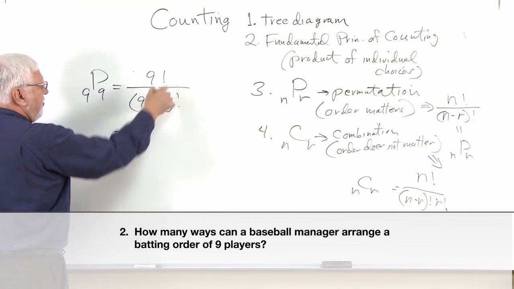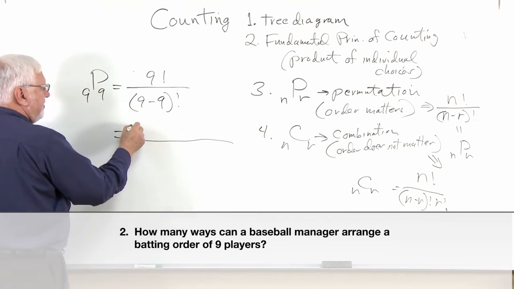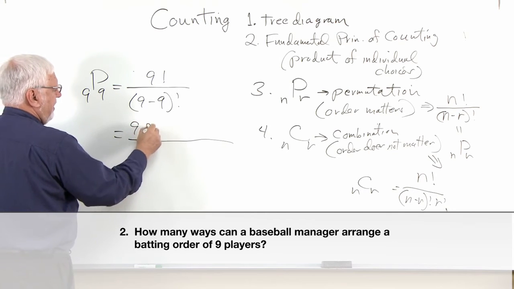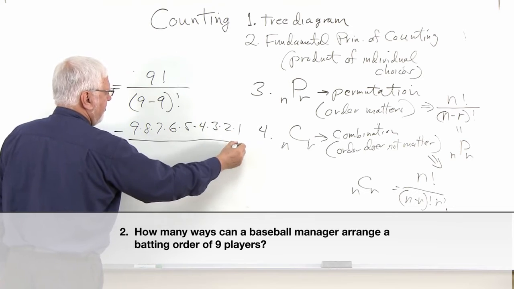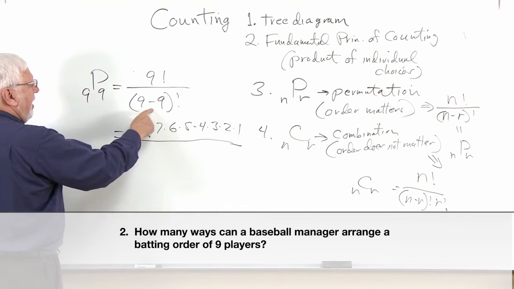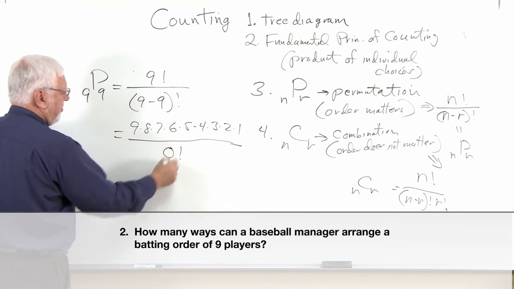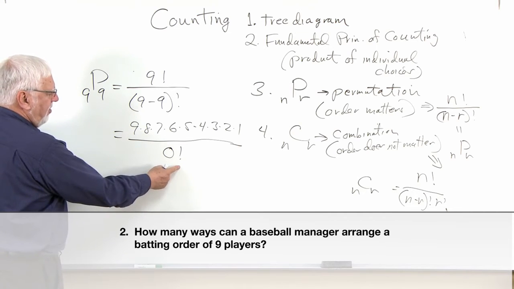And then 9 factorial, we know what that means. It's 9 times 8 times 7 times 6 times 5 times 4 times 3 times 2 times 1. And then n minus n is 0 factorial. Now there's a problem. What does 0 factorial equal?